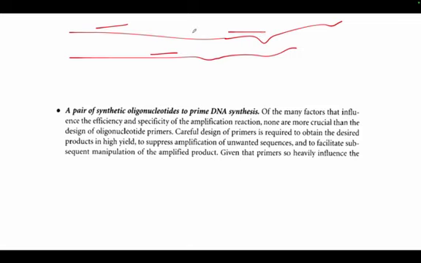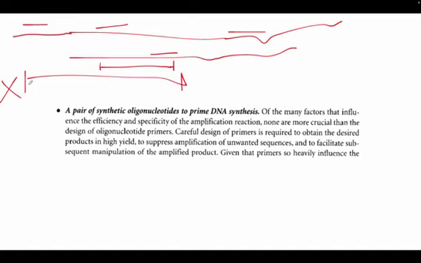If this is the case, then I will get multiple products. If I have a primer that binds here and also binds over here, then I'm going to get one PCR product that is this big, one PCR product that is this big. And this is an unwanted product, but I'm getting it because my primer has multiple binding sites. So it's very important to design primers which are specific to the region that you want to amplify.